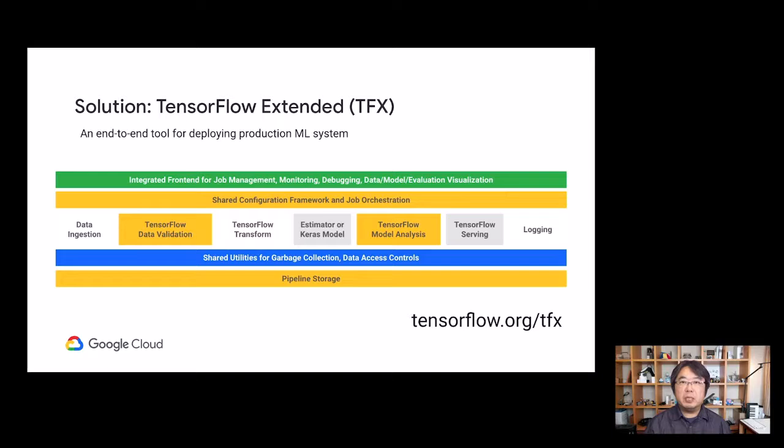So to solve these problems, we provide a solution that is packaged as TensorFlow Extended, or TFX. This is an open source tool developed by the TensorFlow team. And the orange components are now published as open source tools. So you can download those components by going to tensorflow.org/TFX.